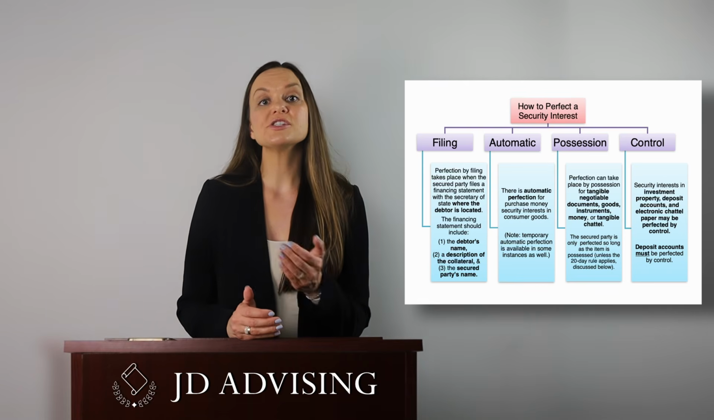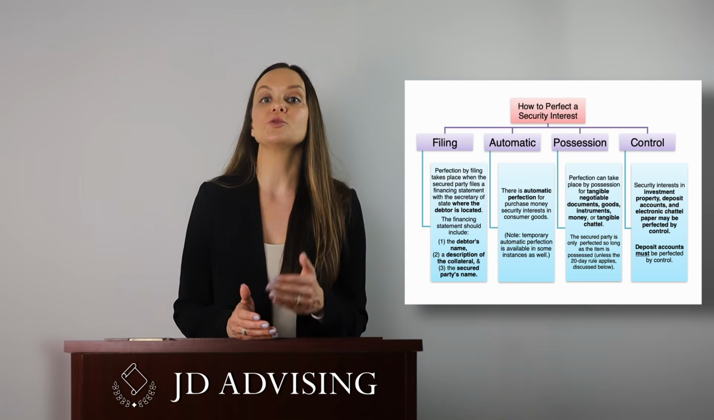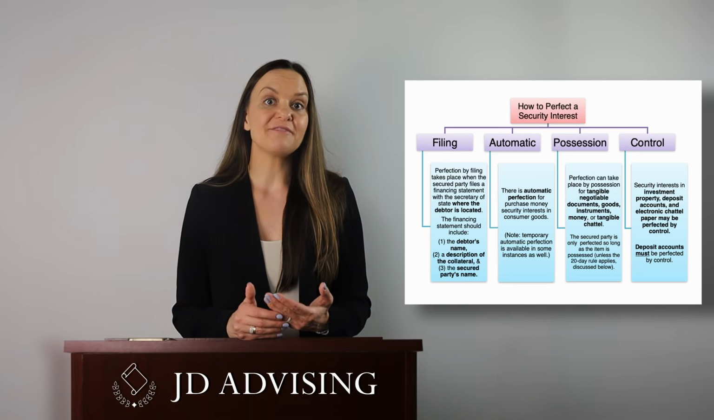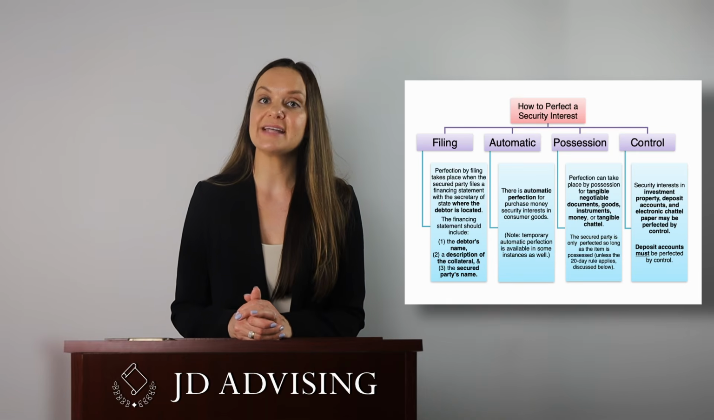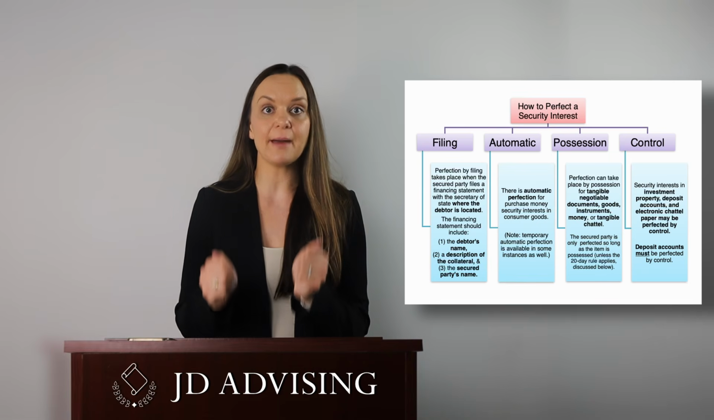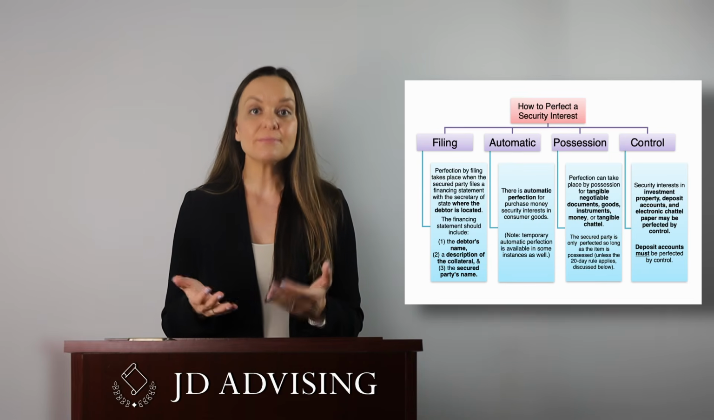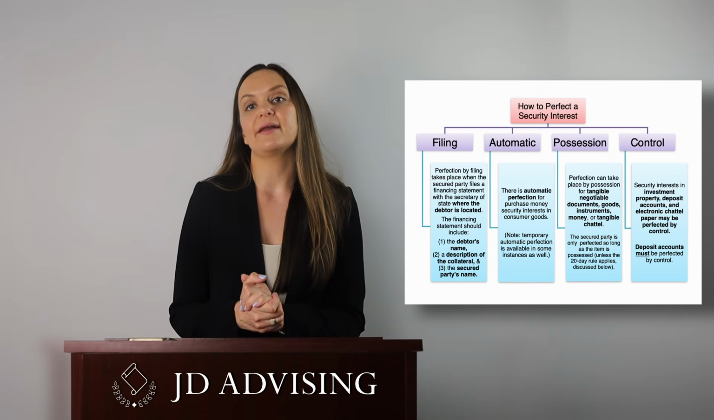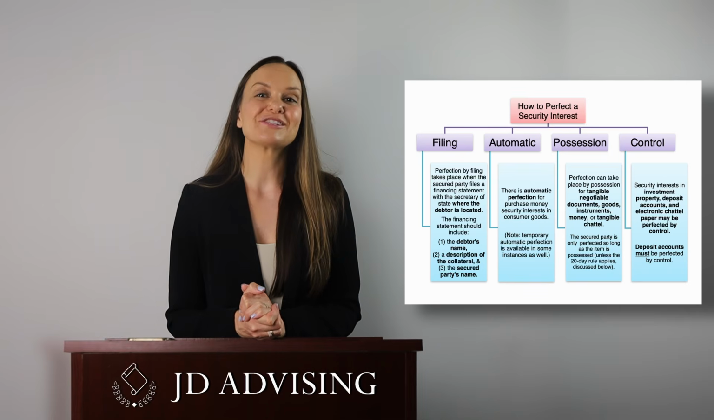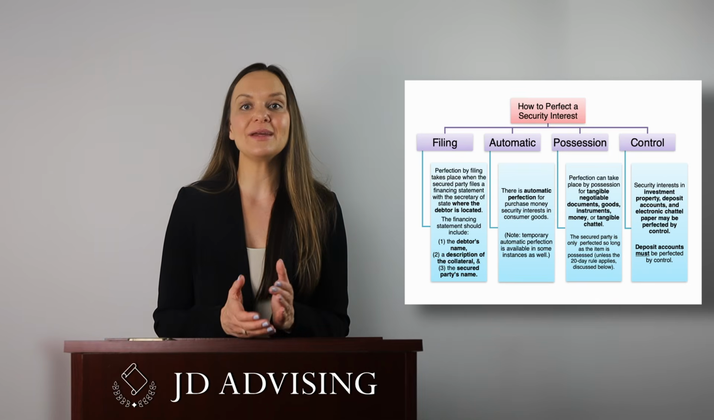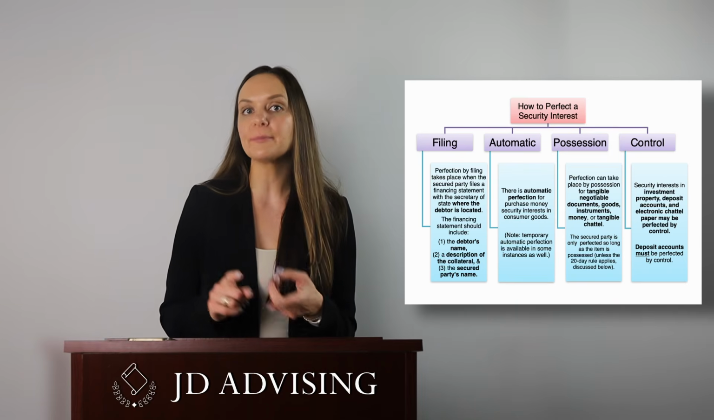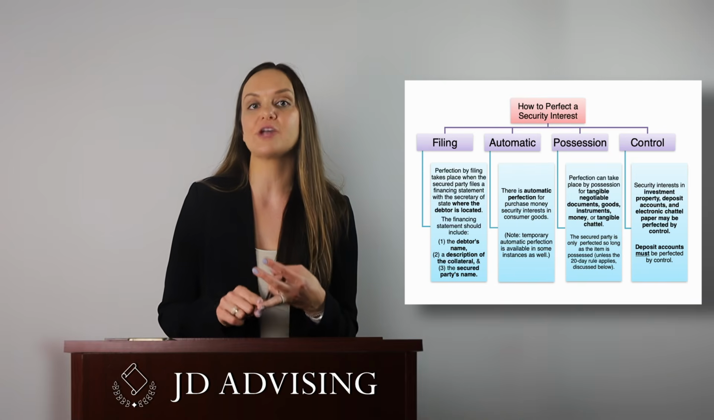Next, there's automatic perfection. This applies to purchase money security interests in consumer goods. The next way to perfect is by possession. This means the secured party can literally take possession of the collateral, and they remain perfected as long as they possess that item. Finally, there's perfection by control. This is common with collateral such as investment property, deposit accounts, and electronic chattel paper.